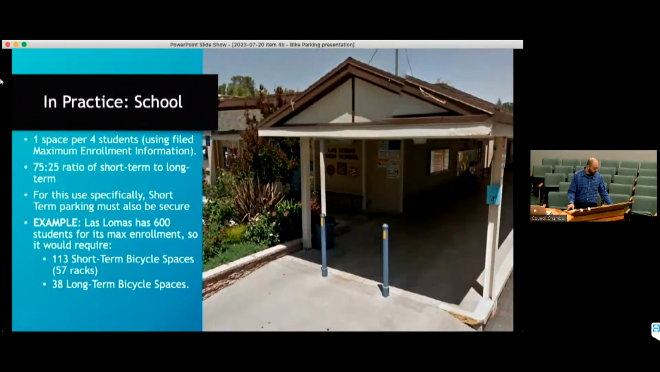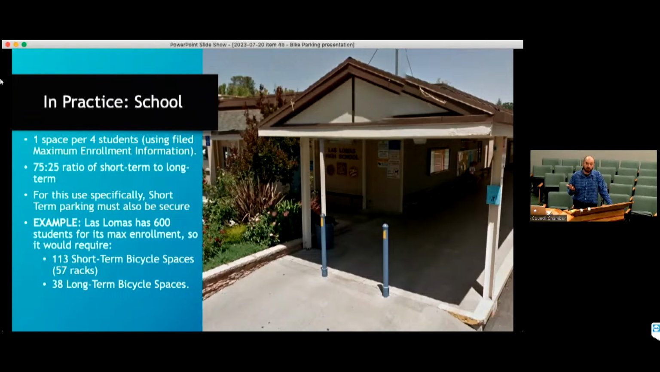And school is a little different because in practice for public schools, the state architect can essentially do whatever they want. So this would be enforced for private schools and suggested for public schools. These are the numbers we send back if they ask us what we think, but we can't really enforce it for public schools. But just as an example, Las Lomas has 600 students registered for its maximum enrollment. So that would require 57 racks and 38 spaces.